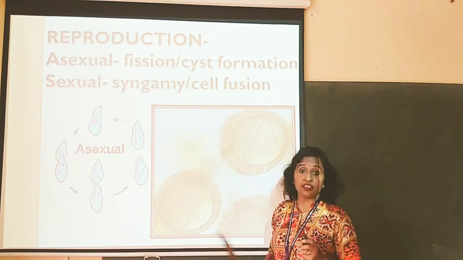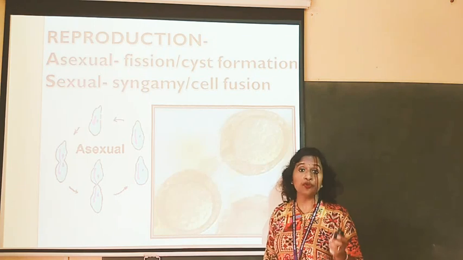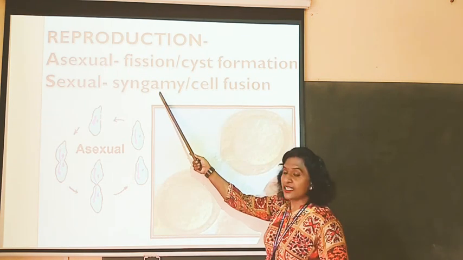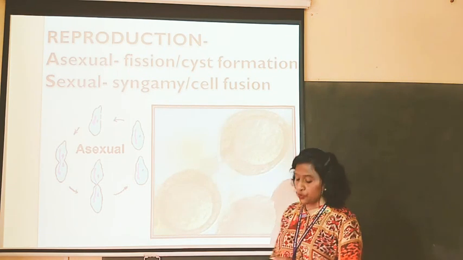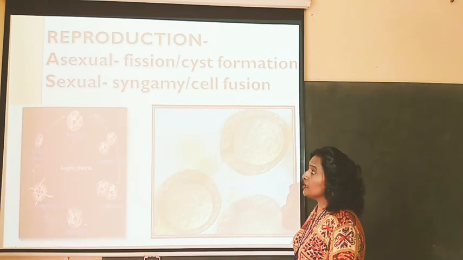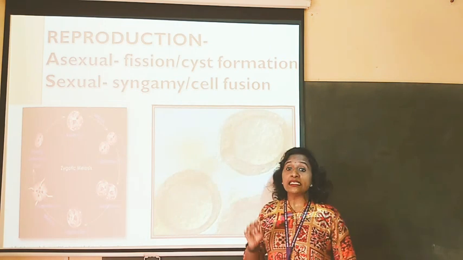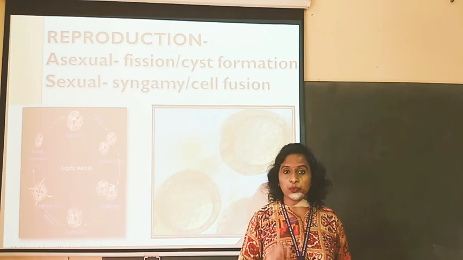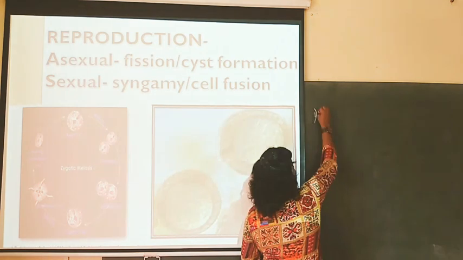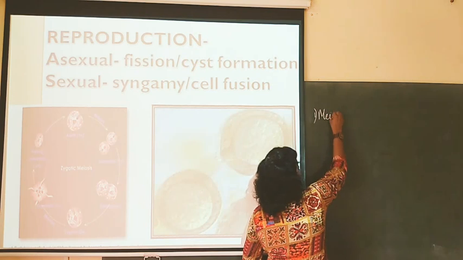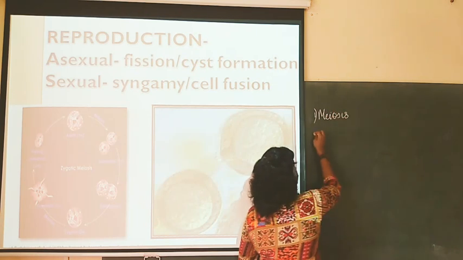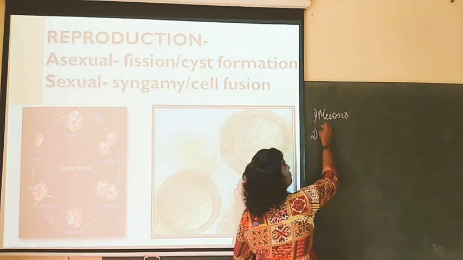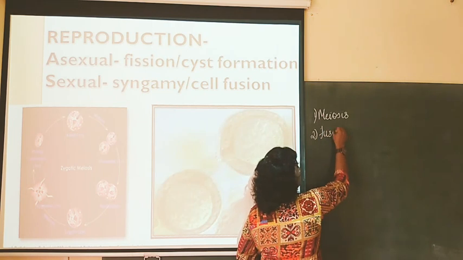The next mode of reproduction is sexual. In sexual reproduction, again there are two ways: syngamy and cell fusion. So what do we mean by syngamy? There are two processes which take place in these organisms: meiosis, and second is fusion of gametes.